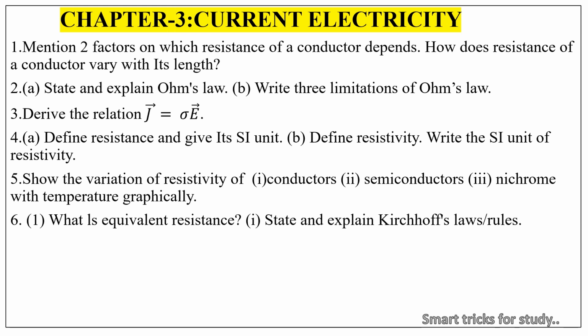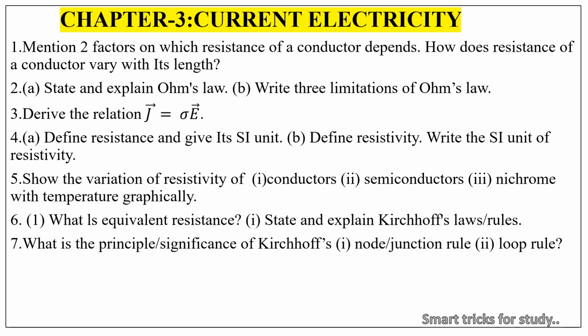6. 1. What is equivalent resistance? 2. State and explain Kirchhoff's laws or rules. 7. What is the principle or significance of Kirchhoff's 1. Node or junction rule, 2. Loop rule. 8. Derive the expression for conductivity, sigma is equal to n e square tau by m.